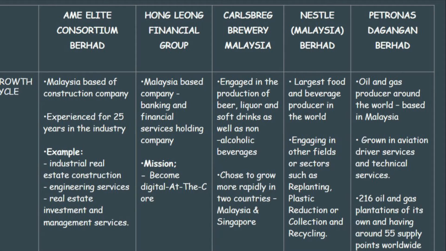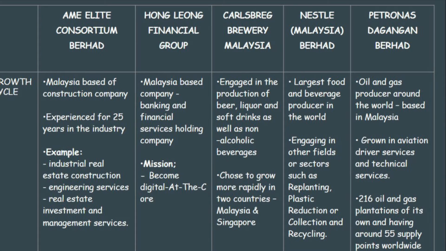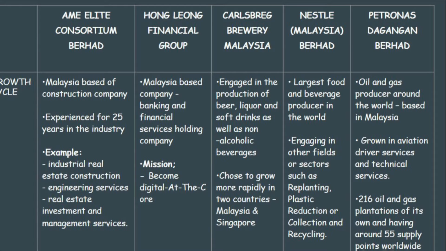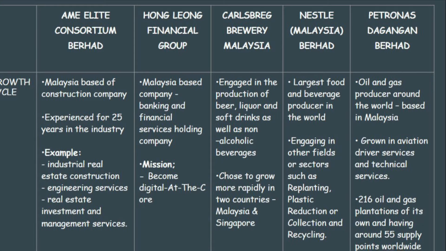The fourth company is Nestle Malaysia Berhad. Okay, we all know this famous brand, Nestle, as the largest food and beverage producer in the world. Besides that, this company has not only ventured into food product manufacturing, but has also become involved in new fields, in terms of replanting, plastic reduction, and also collection and recycling.